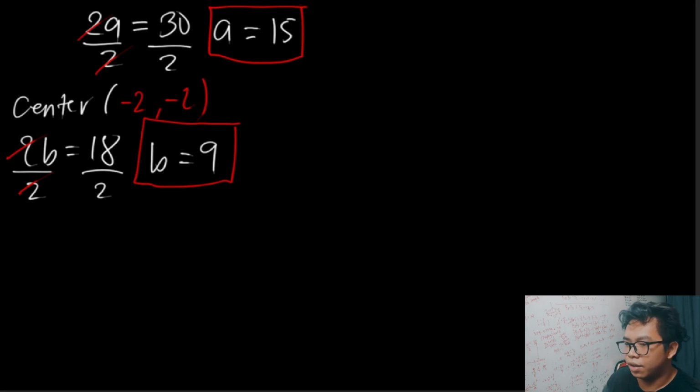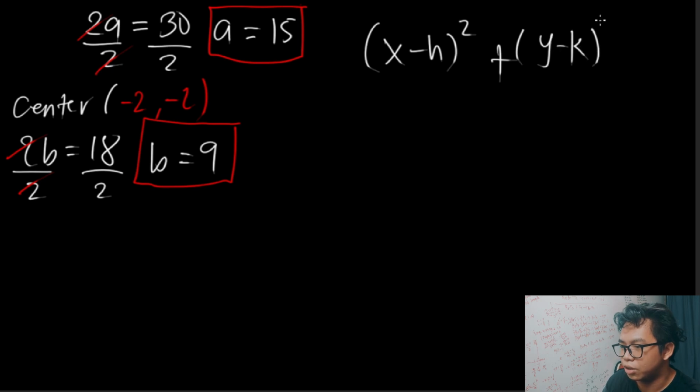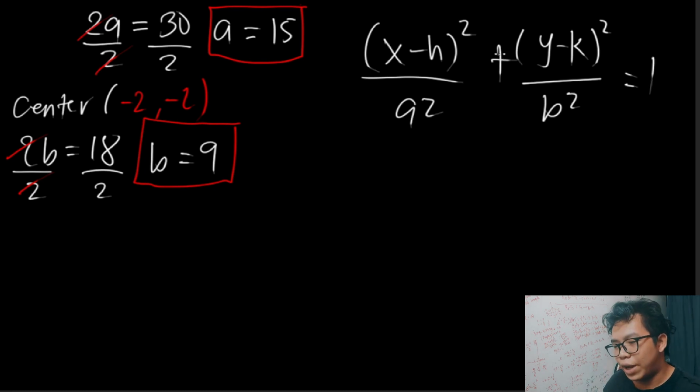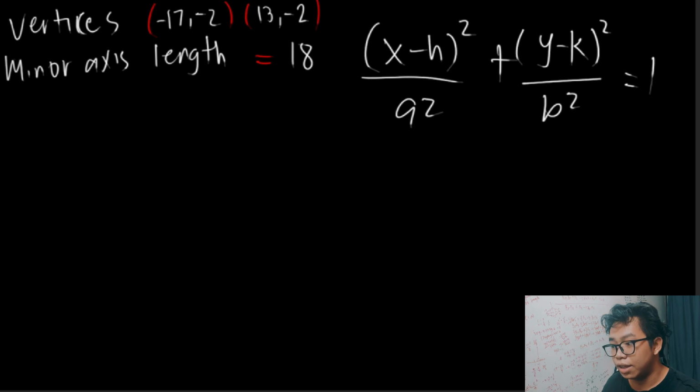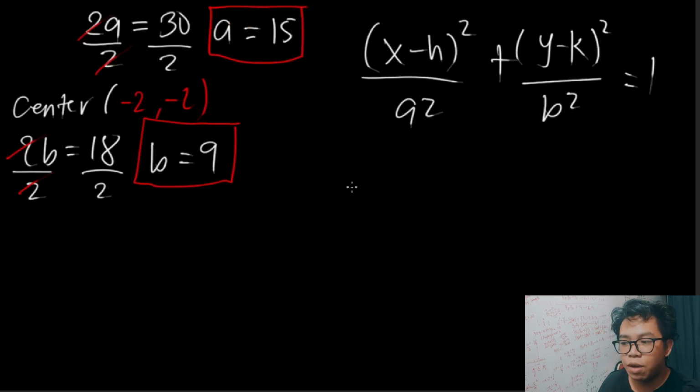Ang ellipse ay (x minus h) squared over a squared plus (y minus k) squared over b squared equals 1. Wait, ang ellipse ba natin nakahiga o nakatayo? Ang ellipse natin nakahiga, kita naman dun sa graph. Kapag nakahiga yung ellipse, ang a squared nasa x. Tama to. Okay?